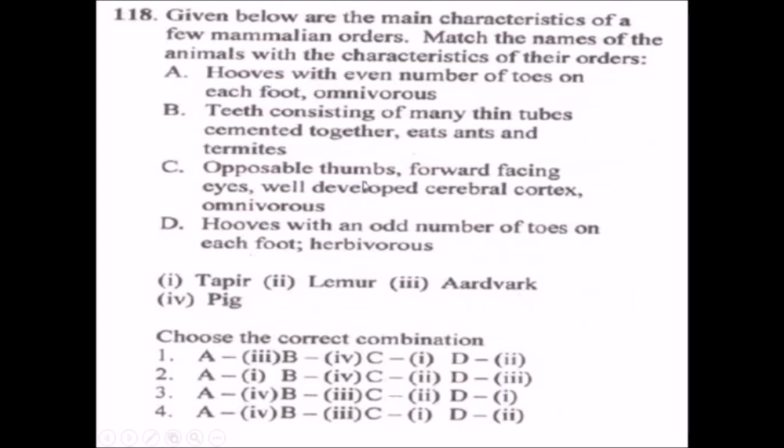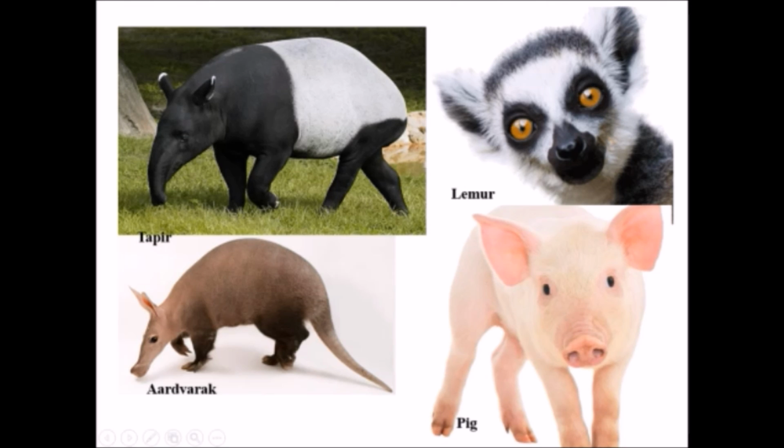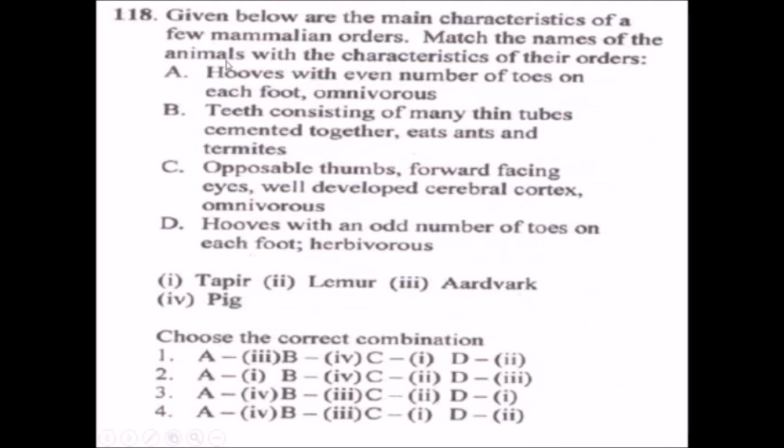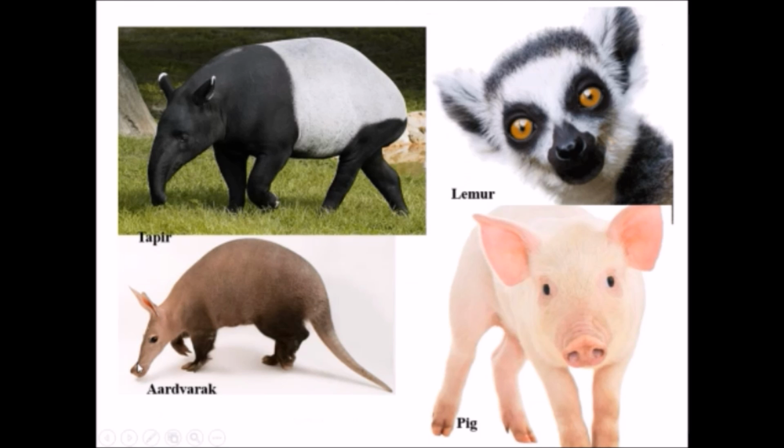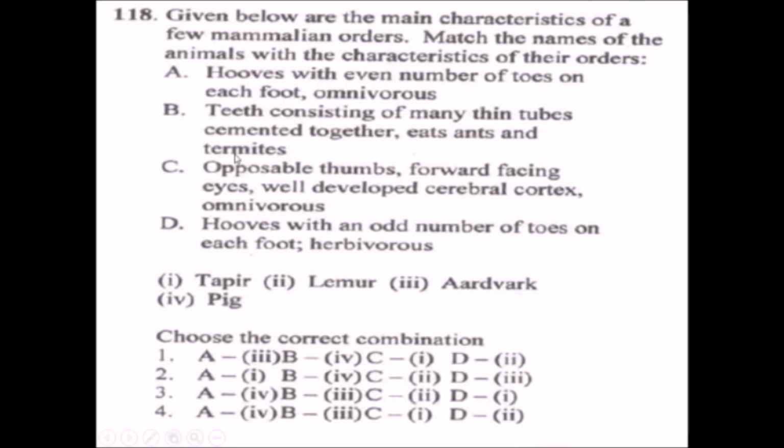Move to the question. The one which has hooves with an even number of toes on each foot, and is omnivorous. If you look at the figure, it has an even number of toes on each leg. This is pig and it is omnivorous. So A goes with number 4, which is pig. Next is teeth consisting of many thin tubes cemented together, at ants and termites. The teeth are cemented together, and this is the aardvark feeding on termites and ants. So B goes with aardvark, which is number 3.